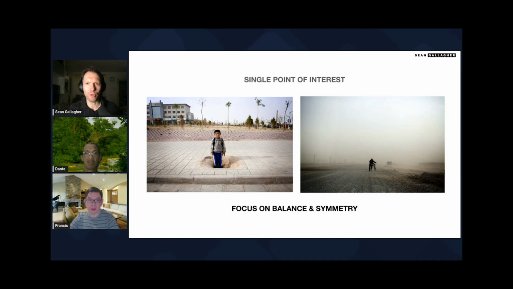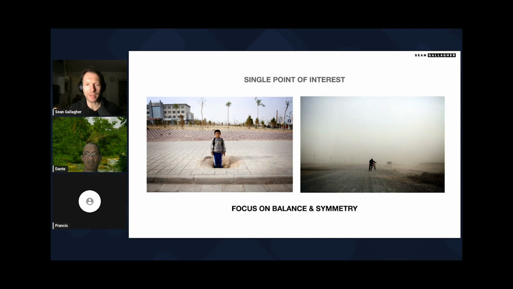And that comes through in these two images. The one on the left is of a young boy in the deserts of northern China, and the one on the right is of a man pushing his bicycle into a sandstorm. So very simple, but actually underlying it is the composition techniques of balance and symmetry. Most people won't think about it, but it's a technique that, in your mind as the photographer, you can use to your advantage.